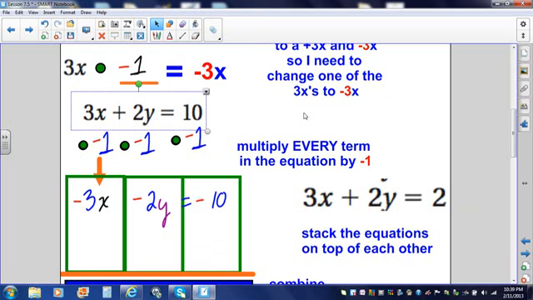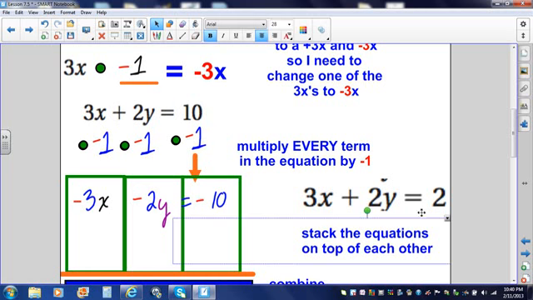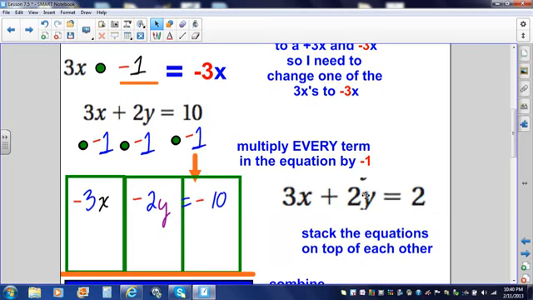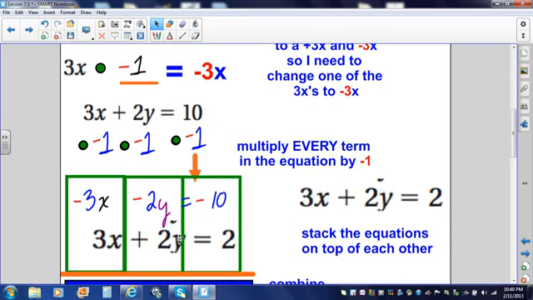Now I'm going to do positive 2y times negative 1. Positive 2y times negative 1 gives me negative 2y. My dog, in this case y, follows me everywhere I go. Now I'm going to do 10 positive times negative 1. 10 times negative 1 gives me negative 10. Now I'm going to stack the equations on top of each other.